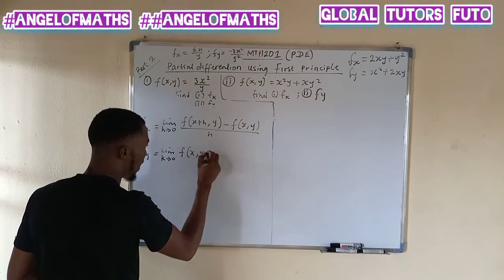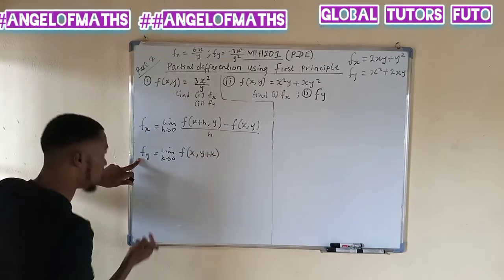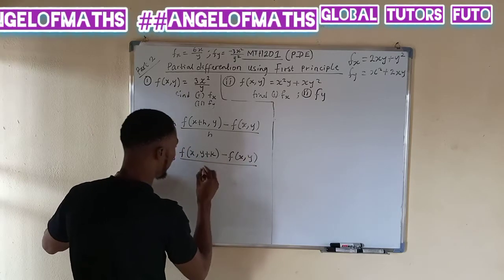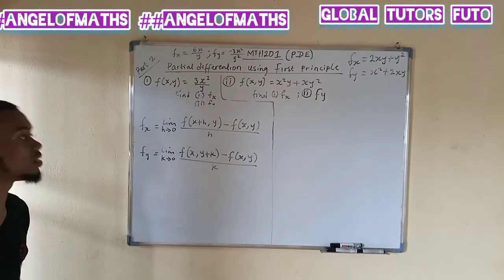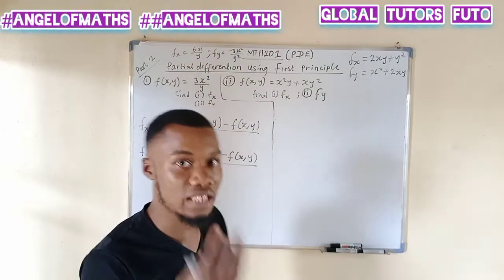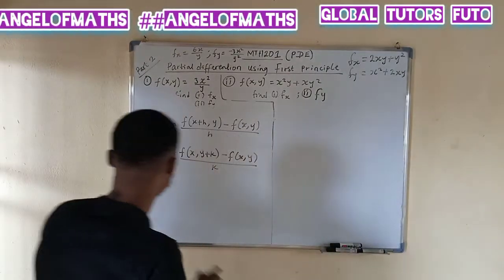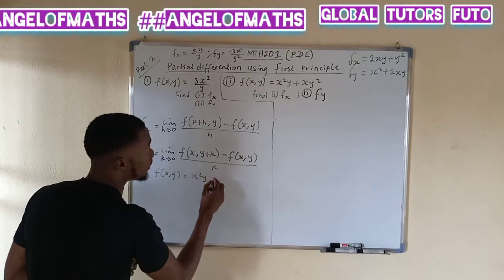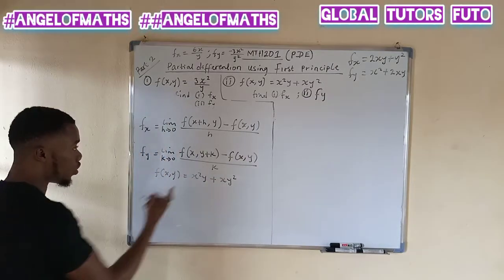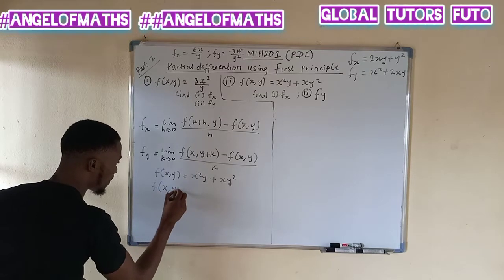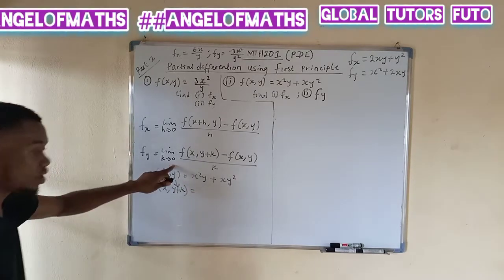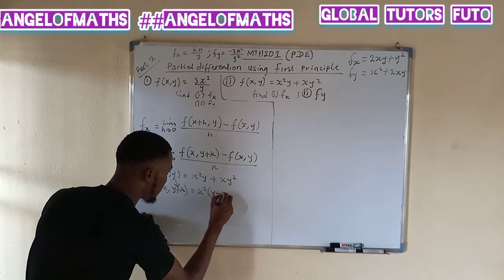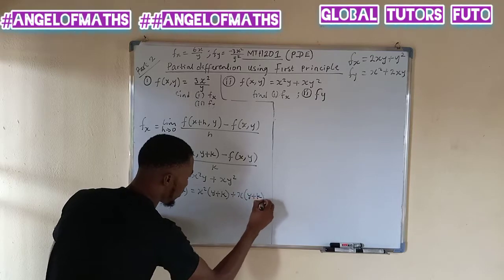f of x, comma, y plus k, because the increment is now in y, because we're looking for f sub y, the change in y, minus f of x, comma, y, over k. So now what we're going to do is go to the function we have. At this time, there is an increment in y. So f of x, comma, y is equal to x squared y plus xy squared. So we are now looking for f of x, comma, y plus k. Any place you see y, you change it to y plus k. So this will give us x squared times y plus k, plus x times y plus k all squared.